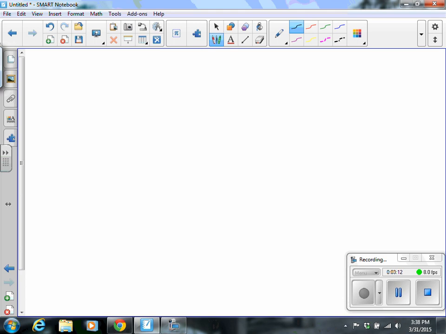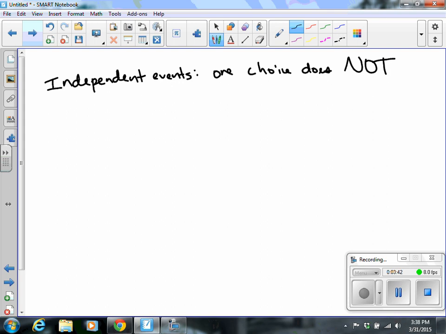So let's talk about the counting principle. The counting principle is based on independent events. Well, let's talk about what is an independent event. Independent events are when you have one choice, it doesn't affect the others. Okay, so obviously we can see that dependent, one choice does affect the others.